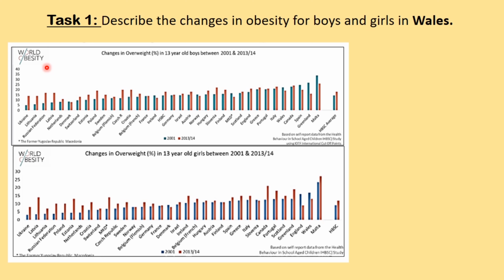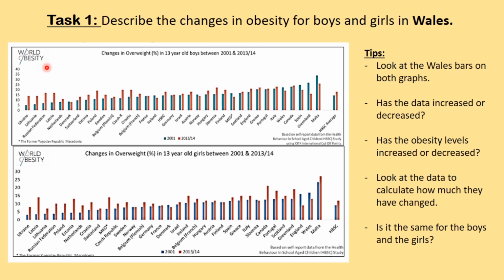Task 1 is to describe the changes in obesity for boys and girls in Wales. So you are going to need to look at both bar graphs. The top graph is for boys and the bottom graph is for girls. As you can see, I have circled the parts of both graphs that you are going to need to look at to create your answer for this task.